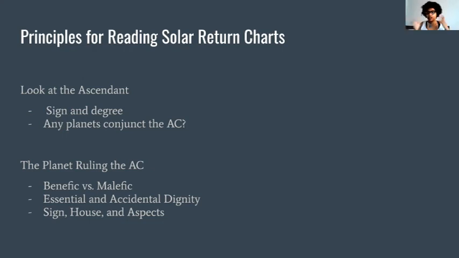And just to give a couple of definitions, the essential dignity is essentially the sign that the planet is in. Is it exalted? Is it in domicile? Is it in fall? Just what is the essential dignity of that planet. And accidental dignity refers to the house that planet is in and the different aspects that it's making.